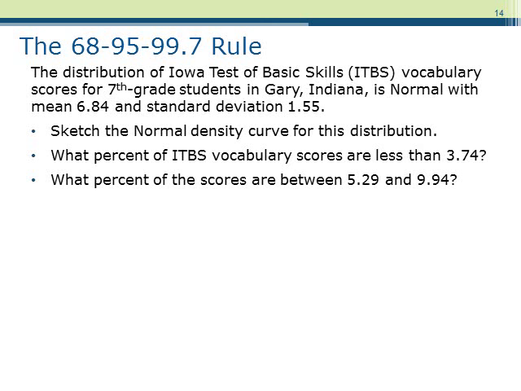Let's do an example where we apply the 68-95-99.7 rule. The distribution of Iowa Test of Basic Skills vocabulary scores for 7th grade students in Gary, Indiana is normal with mean 6.84 and standard deviation 1.55. Let's sketch the normal density curve for this distribution, and then we'll answer a few questions about it afterwards.